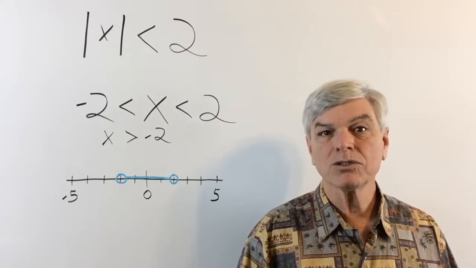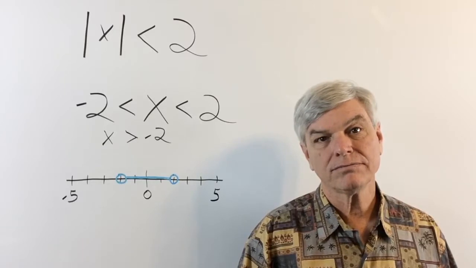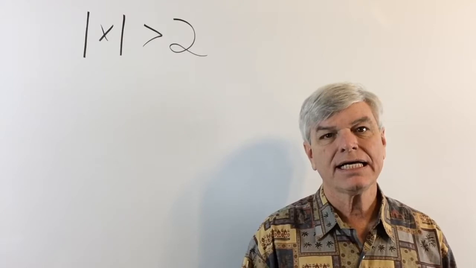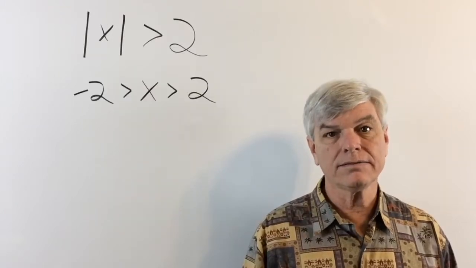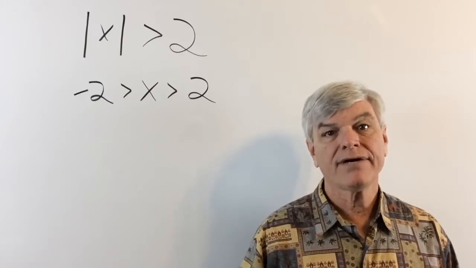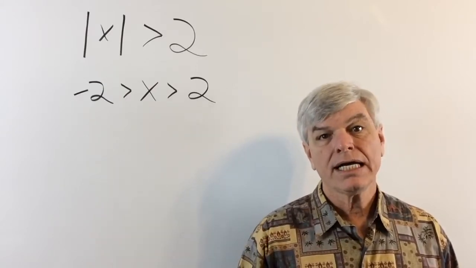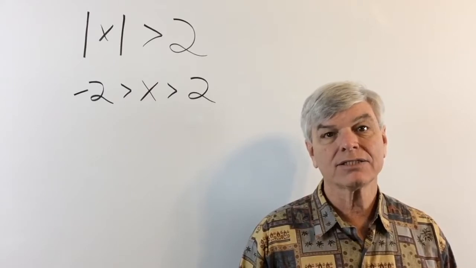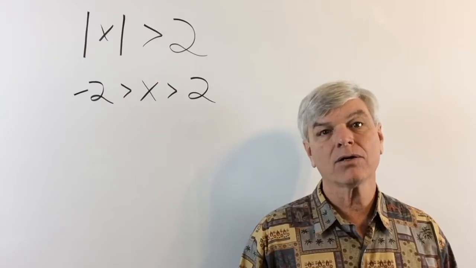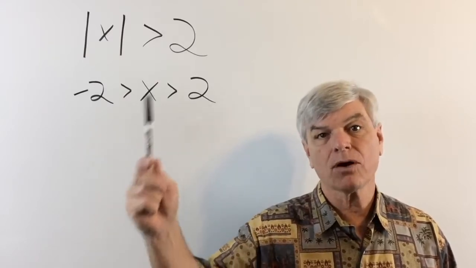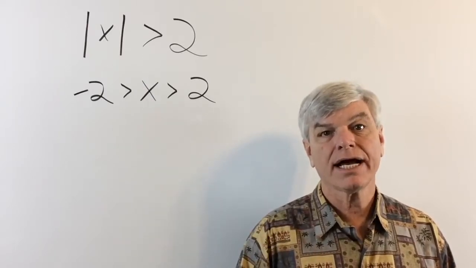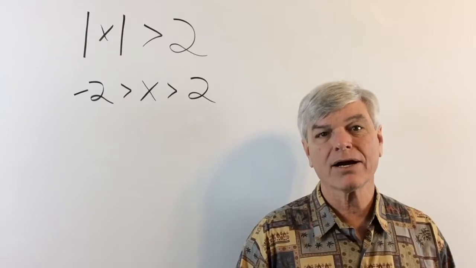Now let's see if it was pointing in the other direction. Okay, let's see what happens when the absolute value of x is greater than 2. You can see that we've essentially done the same thing. We have negative 2 is greater than x, x is greater than 2, and we have the arrows. We just brought it down the same way we did before, and the arrows are pointing in the same direction as our first arrow. When I say arrow, I mean our inequality arrow.